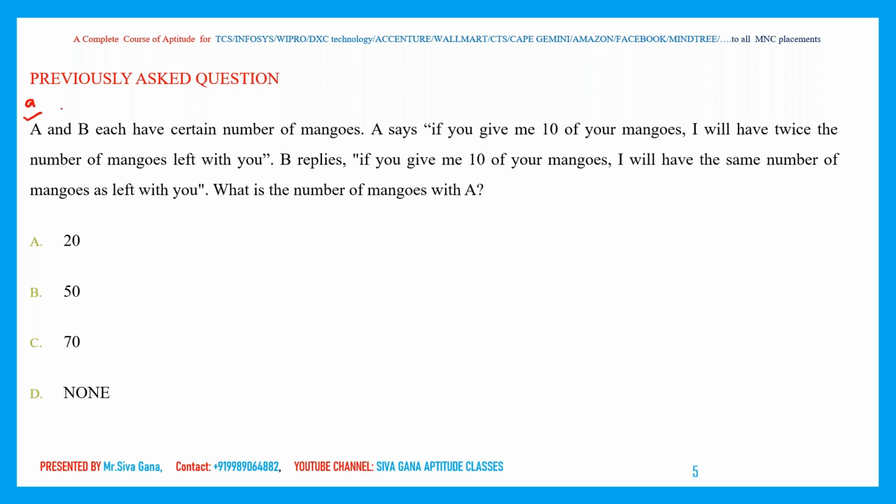If A has a number of mangoes and B has b number of mangoes, based on the first statement, what can we write? A plus 10 and B minus 10. B has given 10 mangoes to A. Now A has a plus 10, B has b minus 10. Then what is the result? This a plus 10 is equal to twice of b minus 10. From this, what are we going to get? 2b minus a is equal to 30. Let it be the first equation.